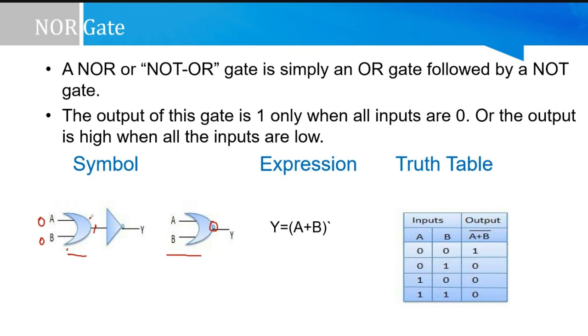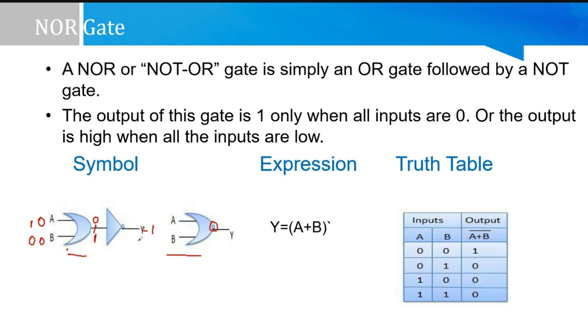What could be the 0, right? So the 0 will be inverted. So what will you get at the output? 1. Yes. So when A is high, B is low. So when A is 1, B is 0, what will be the output of the OR gate? A is 1, right? So the output of the OR gate will be 1.